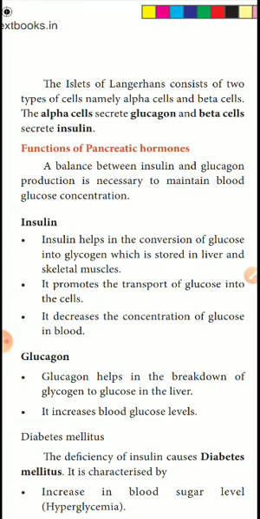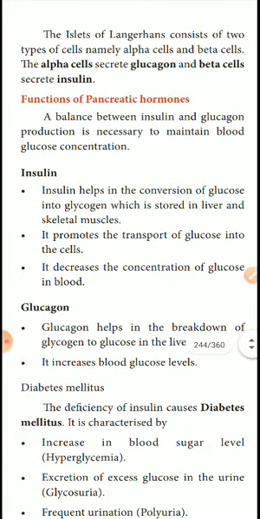What are they? Alpha cells and beta cells. What do alpha cells secrete? Glucagon. Beta cells secrete insulin. Beta cells are very, very important. If the islets of Langerhans do not secrete insulin, you get diabetes.